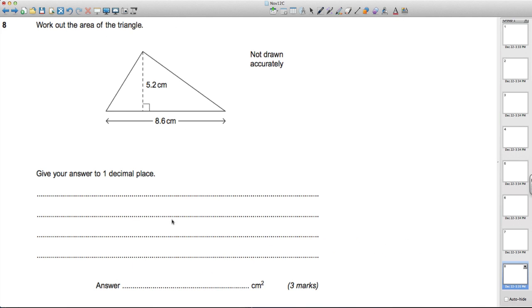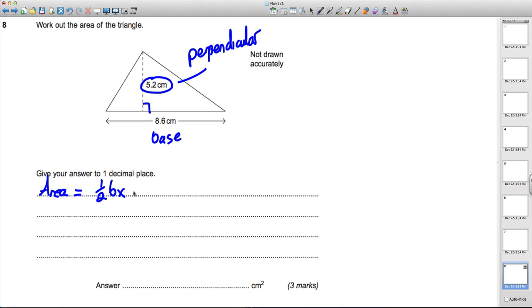Okay, next question. Question 8. Work out the area of this triangle. Well, you should know the area of a triangle that you know the perpendicular height, and this here is the perpendicular height. What I mean by that is it's the height at right angles to the base, because it's got a right angle there. So the area of a triangle is a half the base times the perpendicular height. And we usually write that as half the base times the height. So all we have to do is a half multiplied by 8.6 multiplied by 5.2.